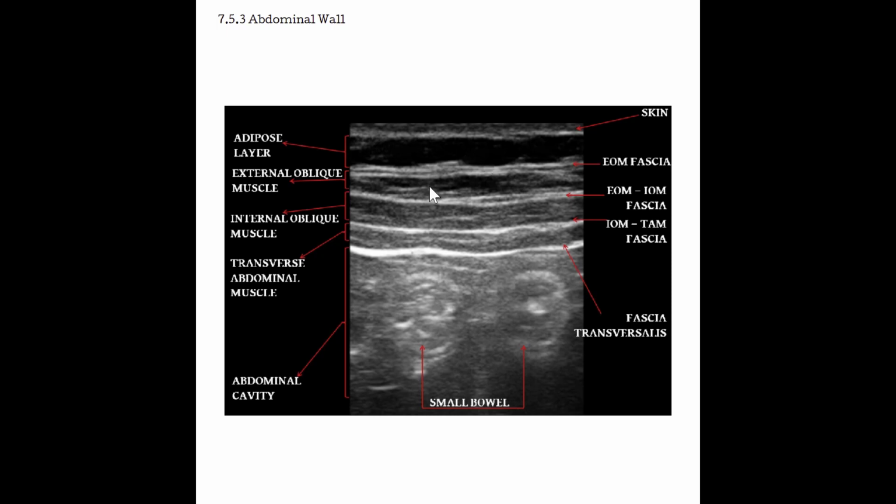The next superficial layer of muscle is the external oblique muscles, then the internal oblique muscles, and lastly the transverse abdominis muscles. Notice how they each have a brighter fascia in between. These are the aponeuroses of the muscles that come together to form the rectus sheath. And then we can see the fascia transversalis underneath that last layer of muscle. This is going to be the last fascial plane right before we get into the peritoneum. So beyond this last bright fascial plane is the peritoneum or the abdominal cavity. And in this example, we can see small bowel right underneath it.